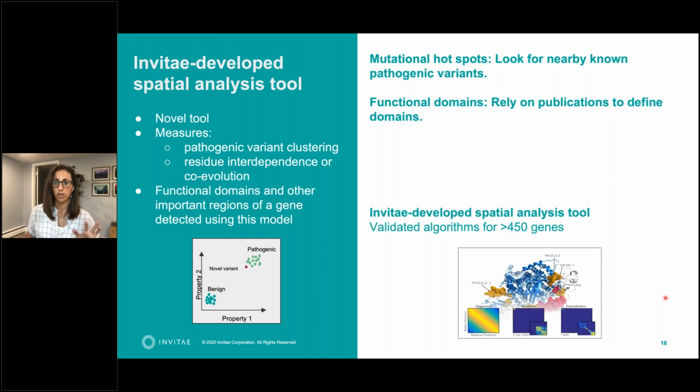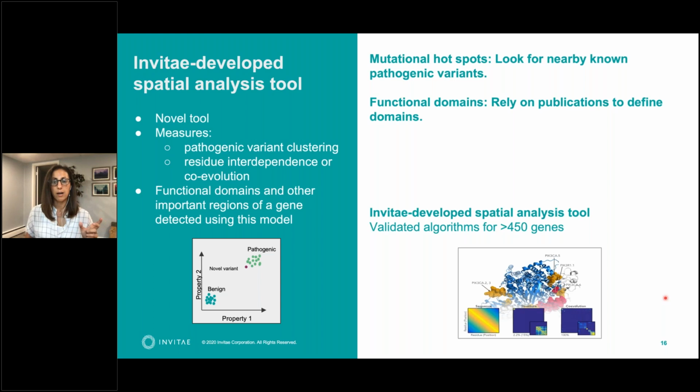And before I describe this tool, I wanted to discuss how this evidence is typically gathered. So traditionally, to identify a mutational hotspot, we look for regions of the gene, usually in a linear fashion, where amino acids are sequentially near each other, for clusters of known pathogenic variants. Or for functional domains, we often are going to rely on the published studies to define that region. But our novel spatial analysis tool can identify these regions of a gene in addition to other regions that are also important to the gene, but maybe more subtle to identify.